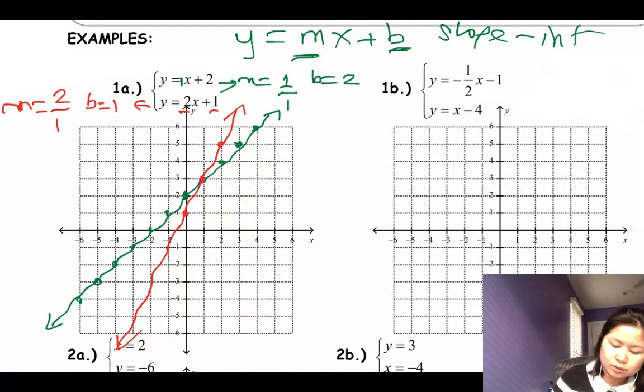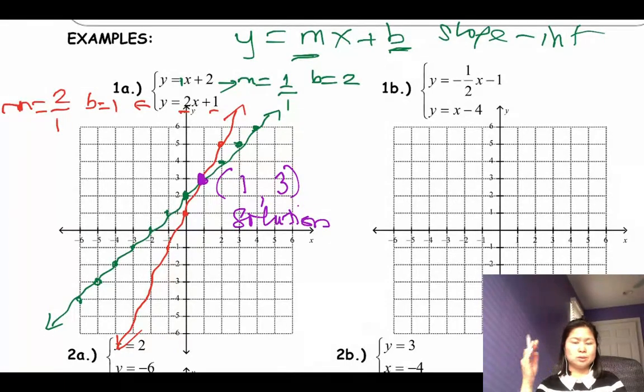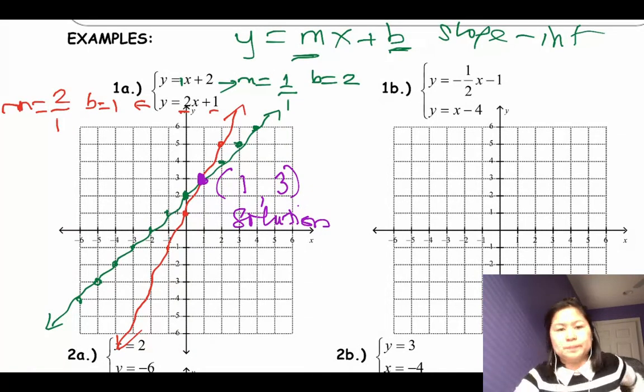So the solution is at this point right here where the lines touch, which means if I look, the x value is 1 and the y value is 3. So this is my solution. This problem has one solution and that solution is (1, 3). How are we doing?